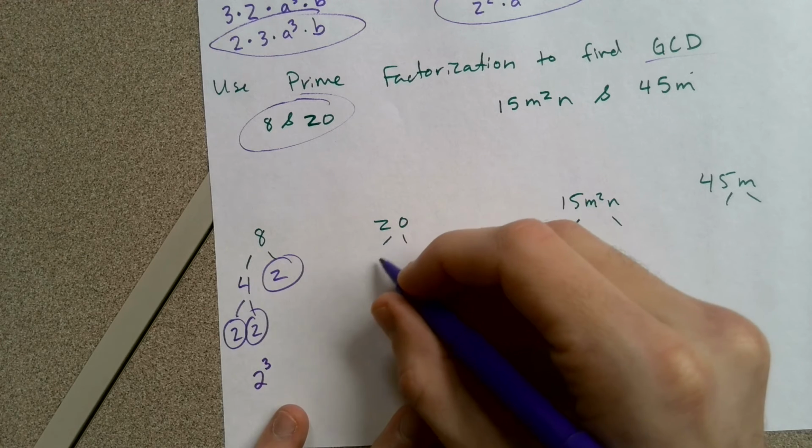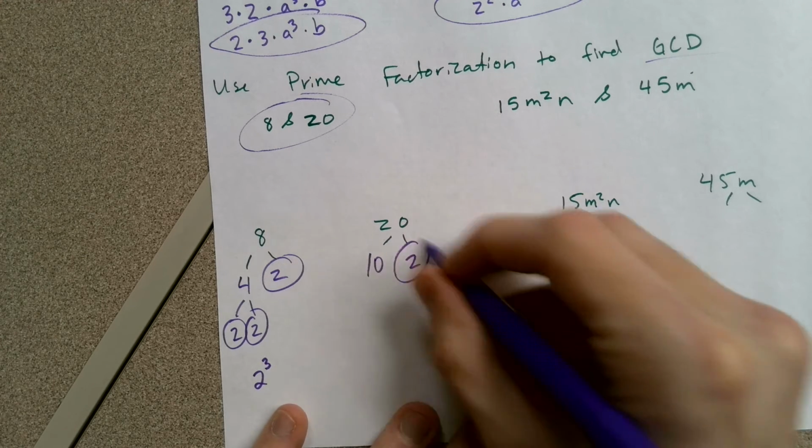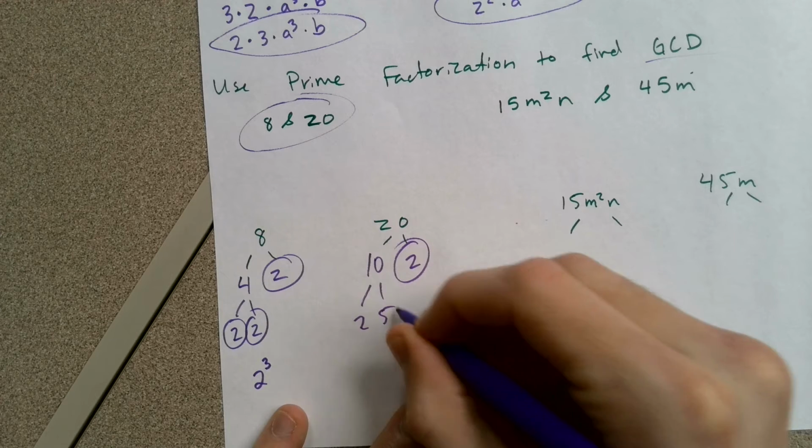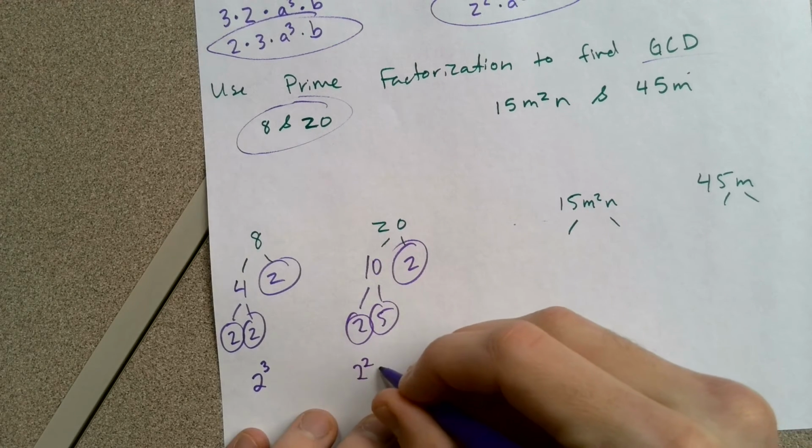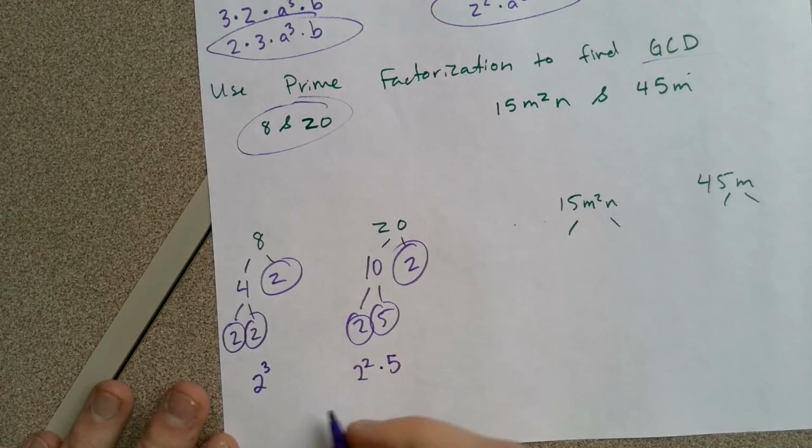This one, we got 20. We're going to go 10 and 2. There's a 2. Right here, we're going to go 2 and 5. We got 2 2's, so 2 squared times 5.